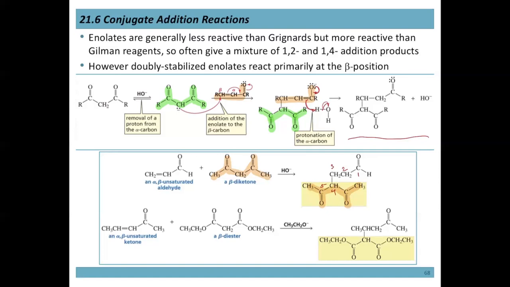Now we can generate an enolate. In this case here, we're actually using malonic acid.